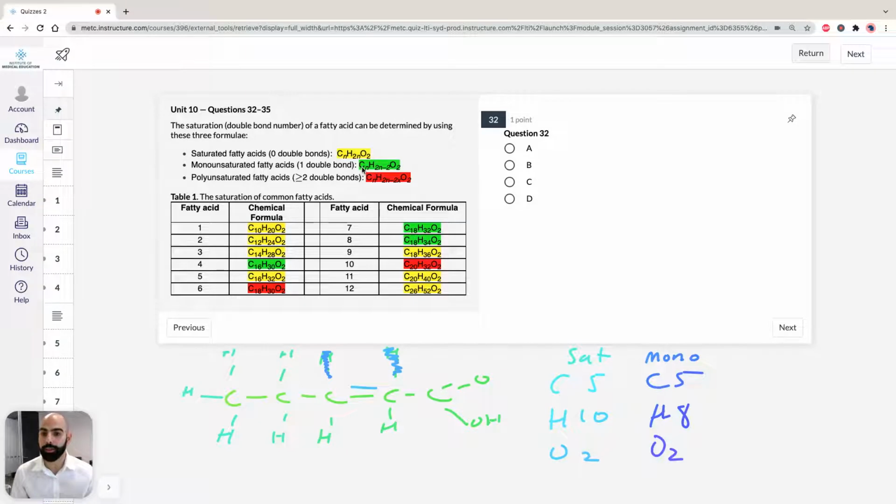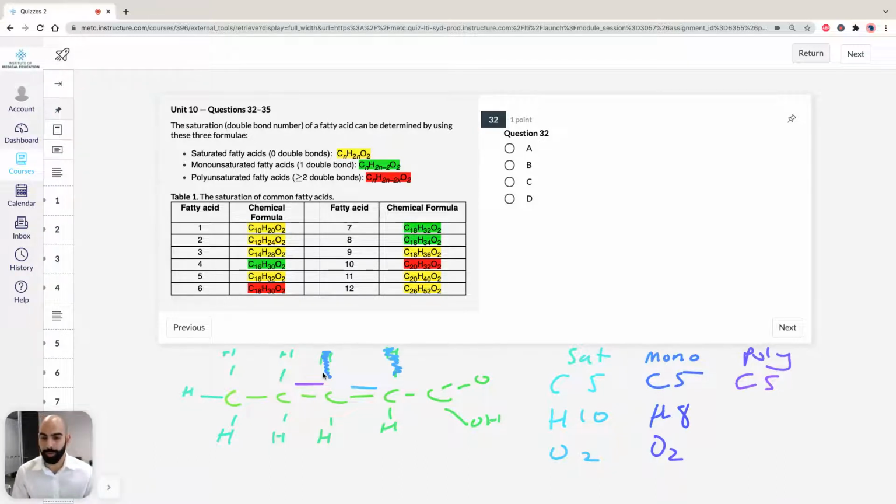So if we look at the formula for monounsaturated fatty acids, we still have the same count of carbons, but the hydrogens are going to be 2N minus 2, double the amount of carbons minus 2, because we've added that double bond. And now if we look at polyunsaturated fatty acids, let's just add another double bond.